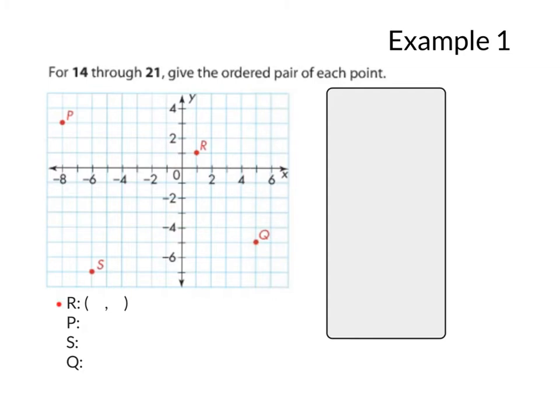So now we're finding out what the ordered pair of R is. I see R is right here. First is to locate it. And I know that x-axis is first. I know that it goes x, and then we know it goes y.